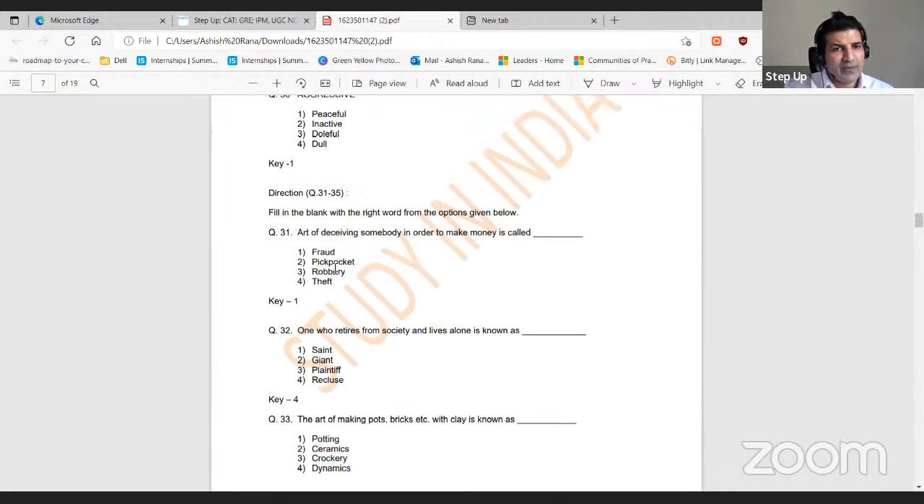Okay. Now, next question. Fill in the blank with the right word from the options given below. Art of deceiving somebody in order to make money is called what? Is it pickpocket? Is it robbery? Is it theft?